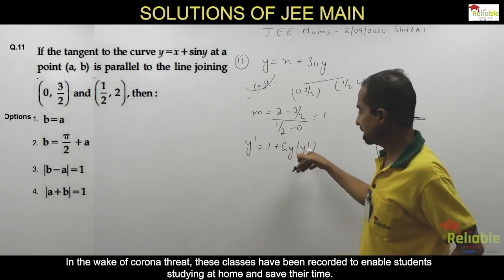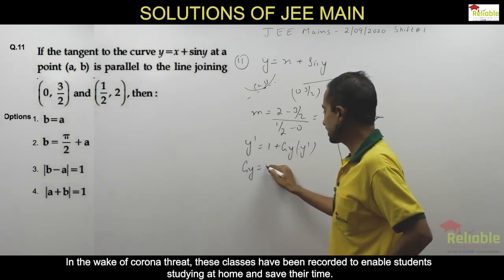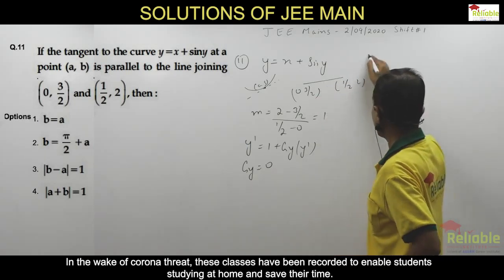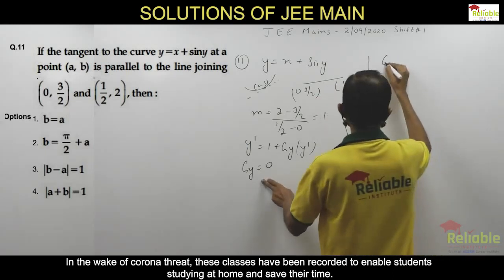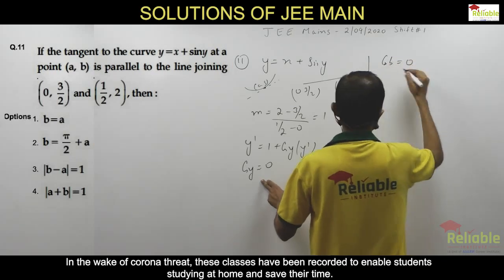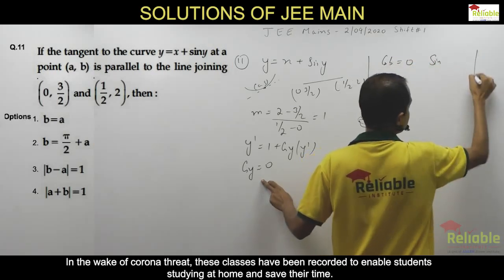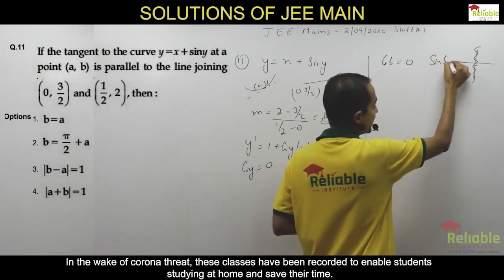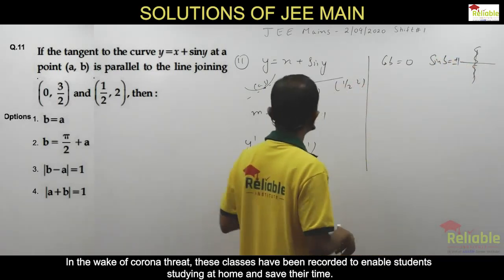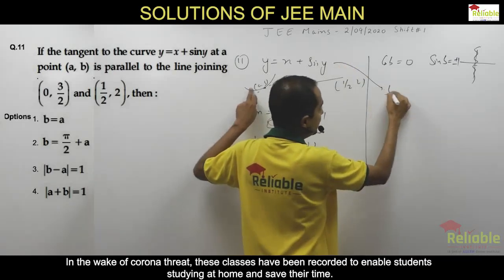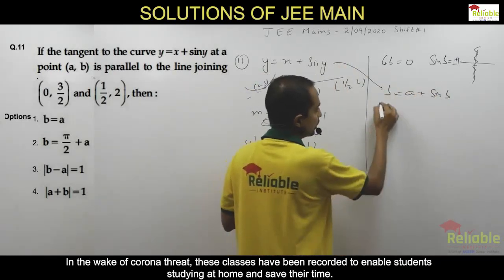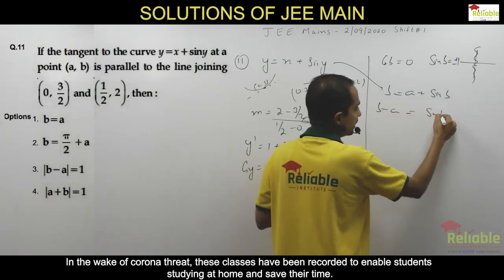Now let's put y dash as 1. So cos y is 0. Now when cos y is 0, so the point of contact is A comma B. So essentially cos B is 0. And you know, when cos B is 0, either this position or this position will suffice. That is sin B is equal to plus minus 1. Now B is equal to A plus sin B. So B minus A is equal to sin B.